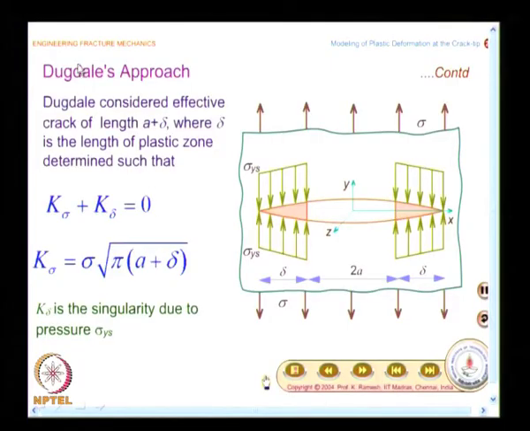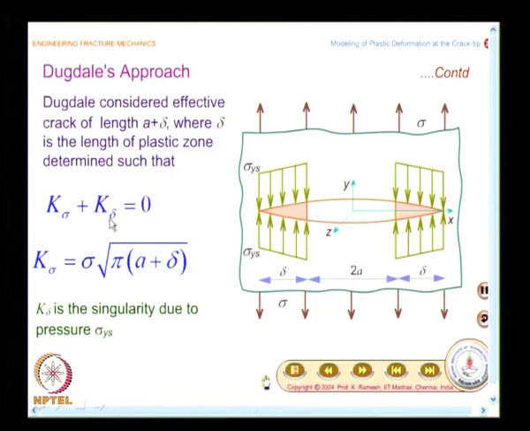You also had another approach, and this was done by Dugdale, who coined a different problem. He imagined that there is a plastic zone ahead of the crack tip, and he had recoined the problem in such a manner that whatever is the stress intensity factor because of the applied loads, which is k sigma, and he imagined that you have a cohesive zone which is compressed by the yield strength.